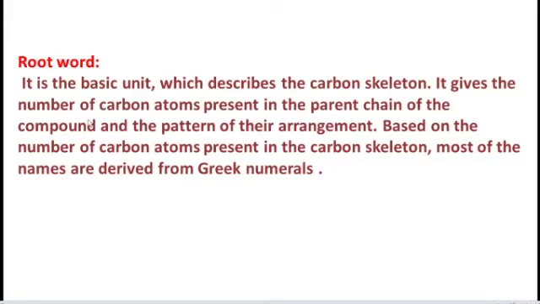The root word is a basic unit. What is a root word? It is a basic unit which describes the carbon skeleton, how many carbon atoms are present. So based on this, the root word is described first. It gives the number of carbon atoms present in the parent chain of the compound and the pattern of their arrangement. Based on the number of carbon atoms present in the carbon skeleton, most of the names are derived from Greek numerals.